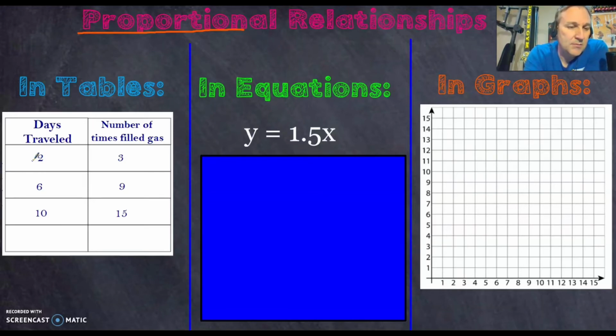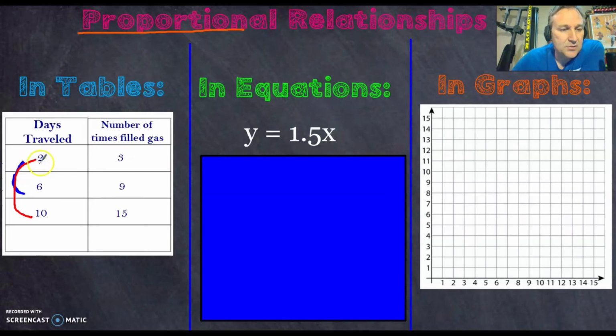So to get from 2 days to 6 days, you multiply by 3. But how do you get from 6 to 10? You don't have to go from 6 to 10. Instead, you could go from 2 to 10. Because you'd multiply 2 times 3 to make 6, but you'd multiply 2 times 5 to make 10. So that's called scaling up. We talked about that in previous lessons.